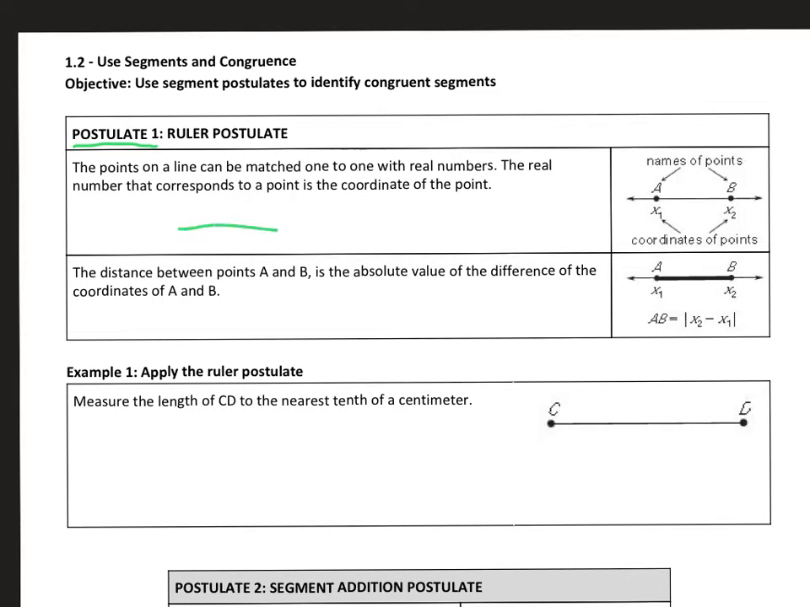So if I made a number line, 1, 2, 3. I know that that point I graphed has a coordinate of 2. So that's all it's saying, that we can create a ruler and talk about distances of points. We can measure distances using a segment. So a segment is a chunk of a line that we can measure.